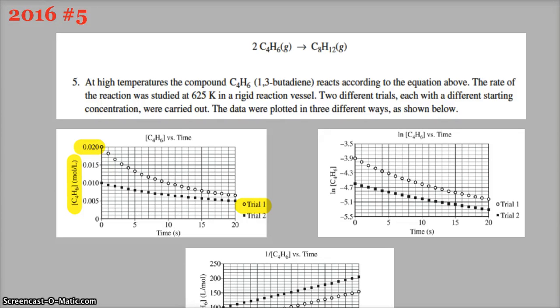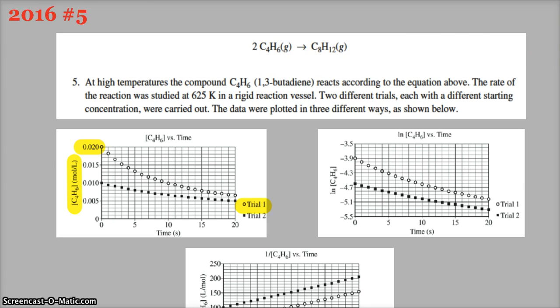Alright, so we're looking at question number 5 from the 2016 exam. It says, at high temperatures, the compound C4H6, which has a crazy organic name, 1,3-butadiene, but you don't need to know that, that's just its organic name, is reacting according to the equation above. So two of those molecules collide and make a C8H12.